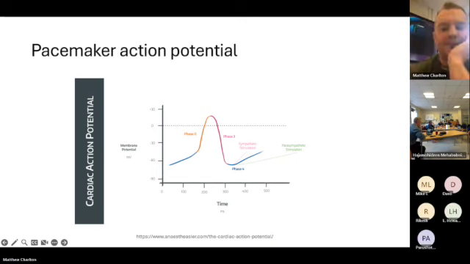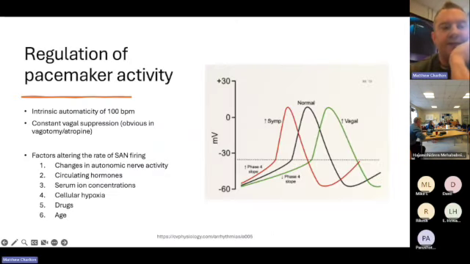Okay. So in terms of regulation of pacemaker activity, this is key in terms of how our heart rate is controlled physiologically, isn't it? So as we mentioned, intrinsically, you've got an automatic rate of around 100 beats per minute under constant vagal suppression. And you see that in patients who've had vagotomies or have had cardiac transplantation, or you give atropine to, essentially blocking that vagal stimulation, and therefore the heart rate goes up. Now, in terms of things that can alter that regulation of pacemaker activity, you've got these 6 things here.